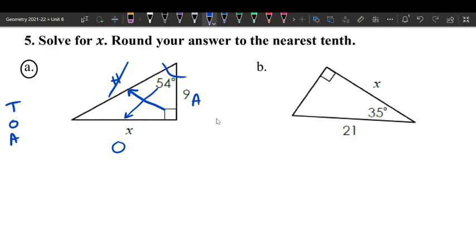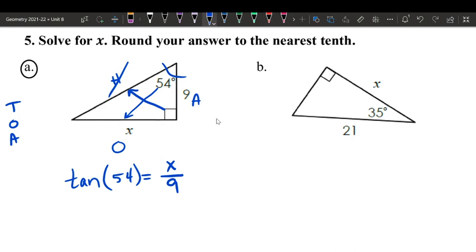That's the function that uses O and A. So T stands for tangent. So the tangent of the angle, 54 degrees, equals the ratio O on top of A. O is x, A is 9. So tangent of 54 degrees equals x over 9.